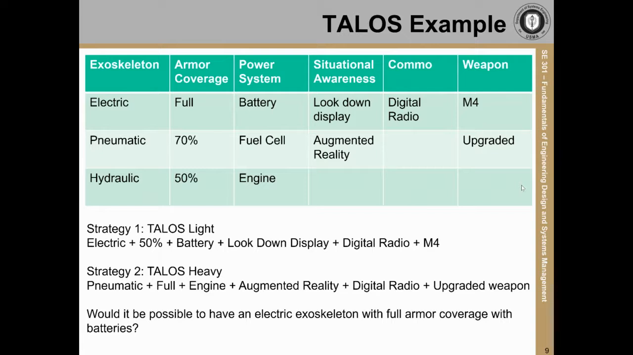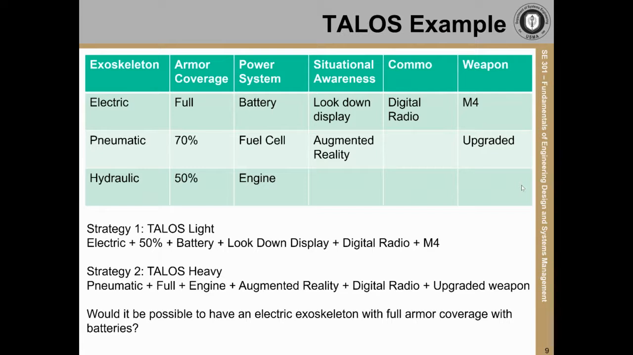Situational awareness, we looked at look-down displays. So imagine what the Google glasses were, but actually with a much nicer interface. You wear glasses and you have a couple of screens that you can look down at built into those glasses. Then augmented reality, similar to the Microsoft HoloLens, you can just look through them, and data is superimposed onto that screen that you're looking through. Communication, we only had one option. We're going with a digital radio. Then the weapons, we're looking at a standard M4 as well as an upgraded weapon that integrated in with your situational awareness.